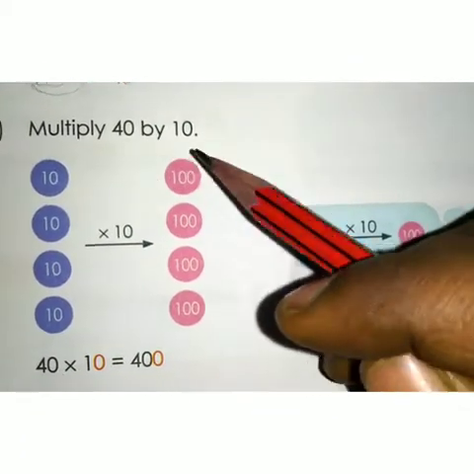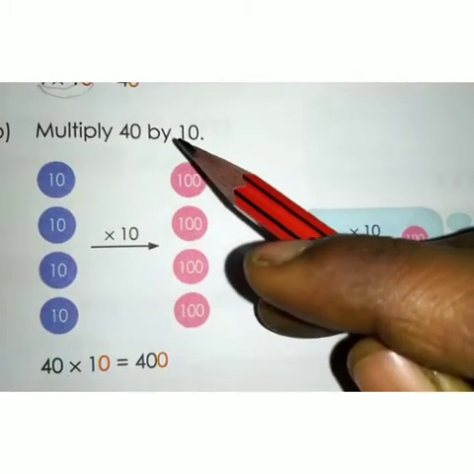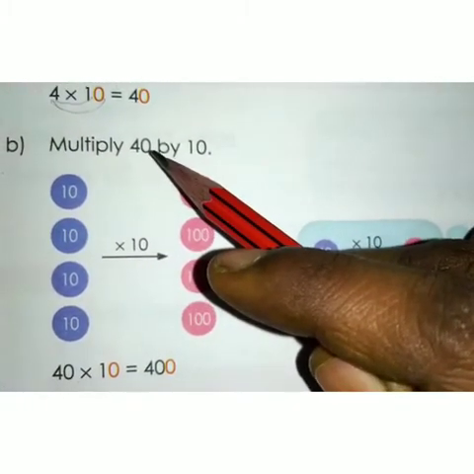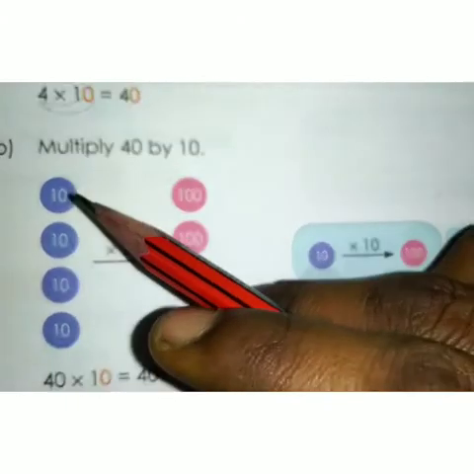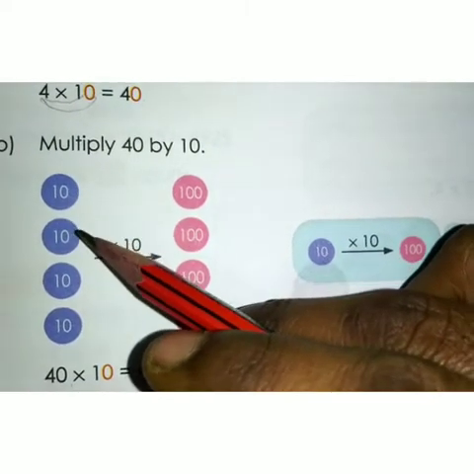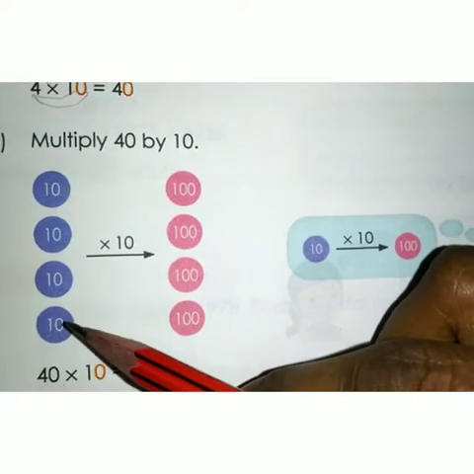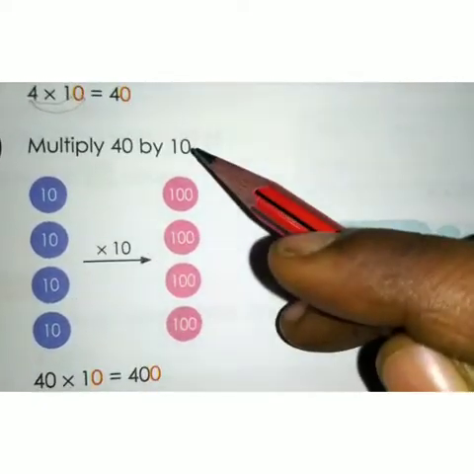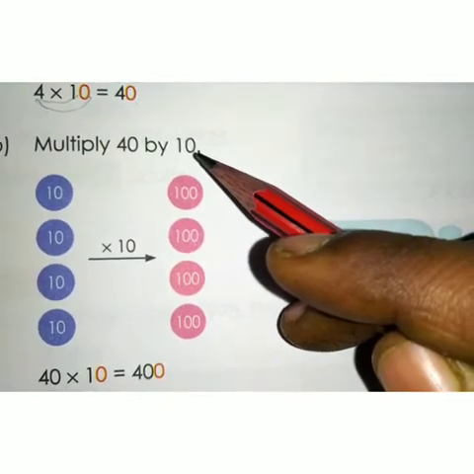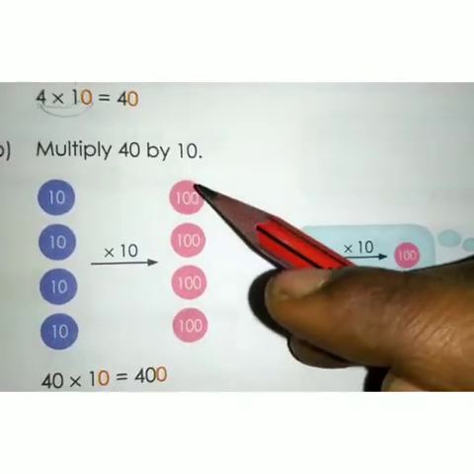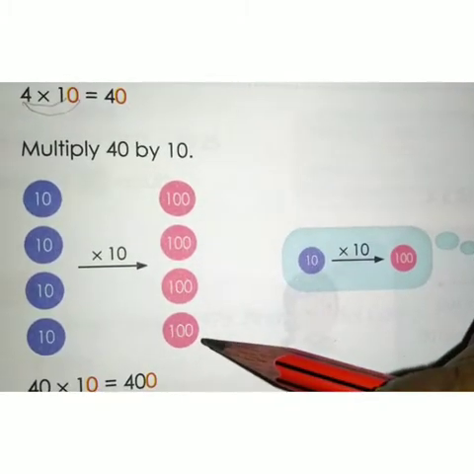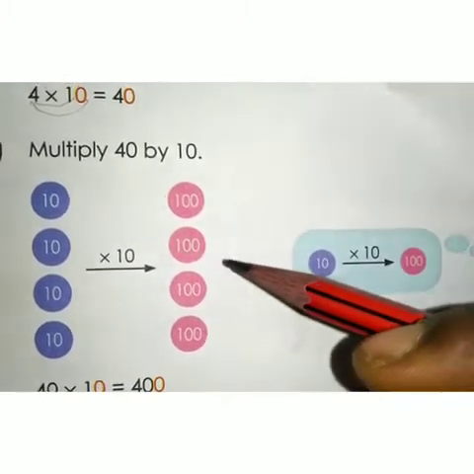Look at the second problem. Multiply 40 by 10. 40 can be split up into 4 tens. 10 plus 10, 20, 20 plus 10, 30, 30 plus 10, 40. Now these tens will be multiplied by 10. 10 tens are 100. 10 tens are 100. So we will get 4 times 100 as the answer.